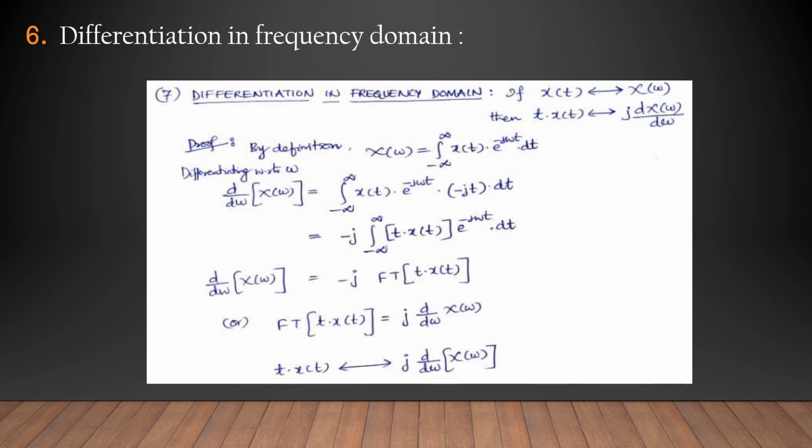Proof. By definition, we know that X of omega is equal to the integration of minus infinity to plus infinity of x of t into e power minus j omega t into dt. Differentiating on both sides with respect to omega, the final answer will be given as minus j times the Fourier transform of t into x of t. Hence proved.